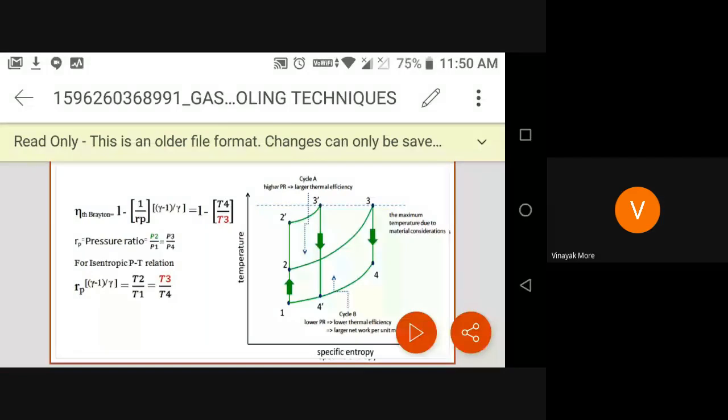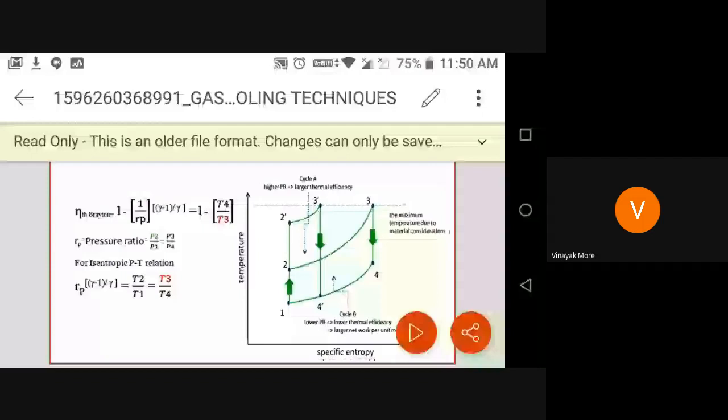So keeping this equation in mind, that is 1 minus 1 by Rp raised to gamma minus 1 by gamma, is nothing but what? That depends on the pressure ratio. And in the isentropic process, the pressure ratios can be related to the temperatures like this. That is P3 by P4, if you take it raised to gamma minus 1 by gamma, you can also write it as T3 by T4.